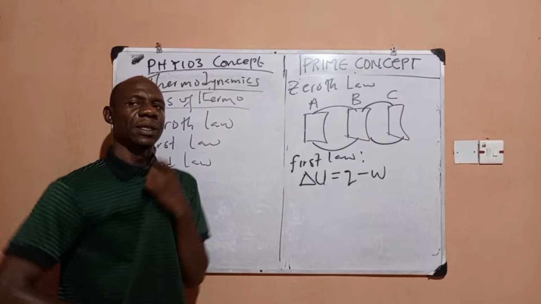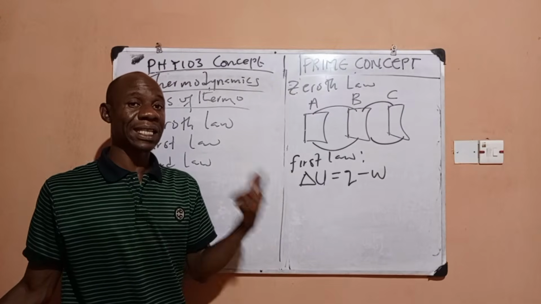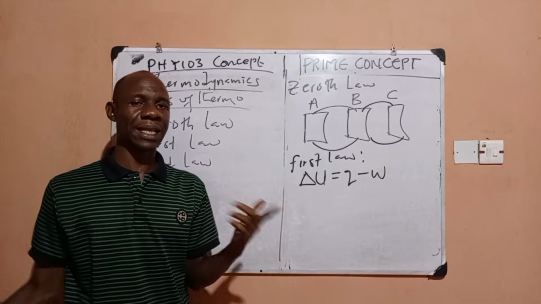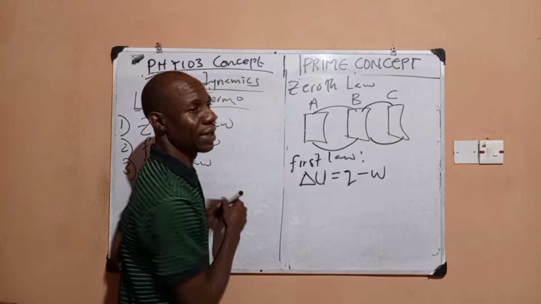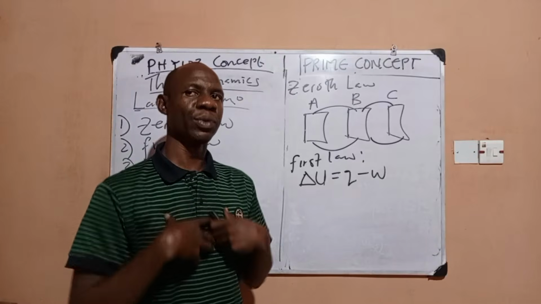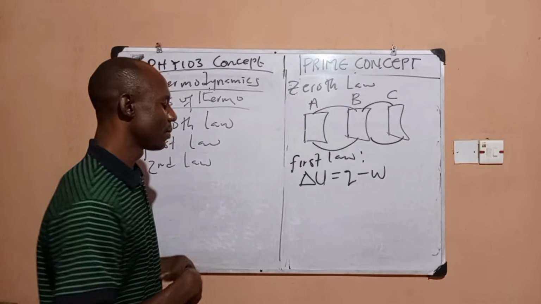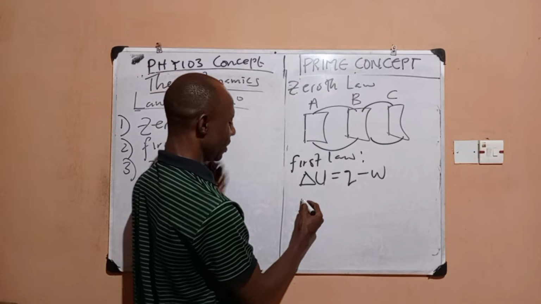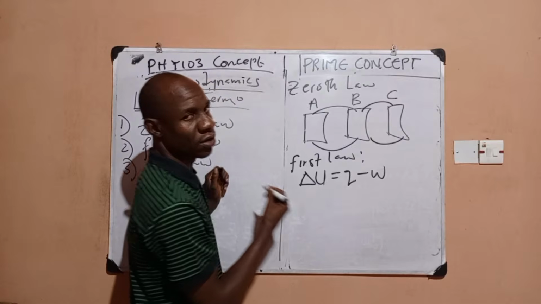What is delta U? Delta U is change in internal energy. Some groups use delta E. So in physics, I think we usually use delta U. In chemistry, they prefer delta E. So delta U is change in internal energy. Internal energy is the energy that a body or a system possesses. That is internal energy, energy within a system. And Q is heat transfer. W is work done.